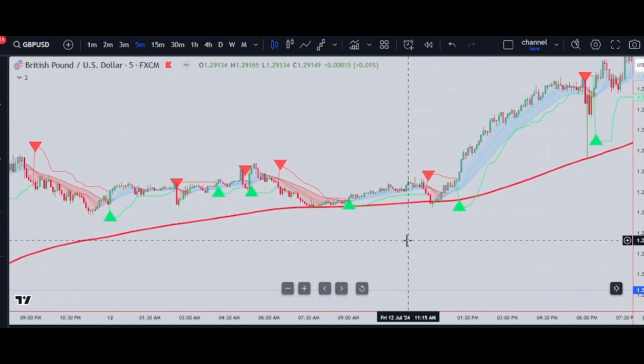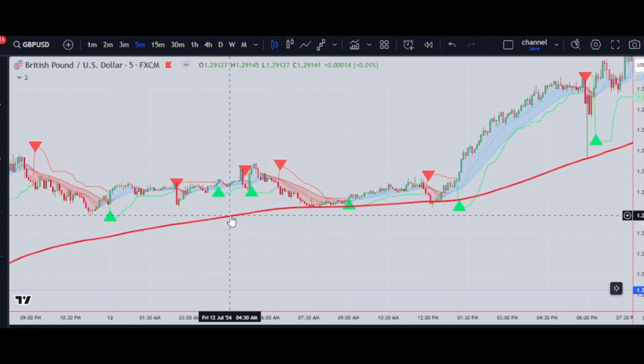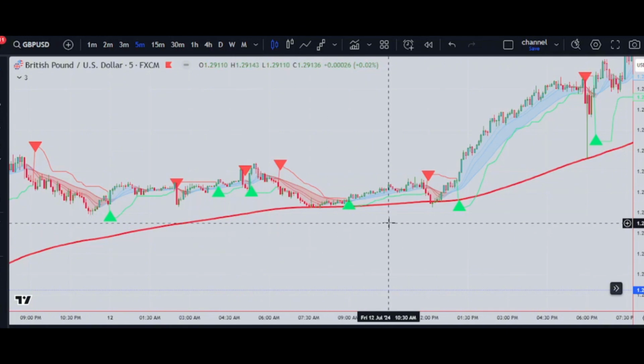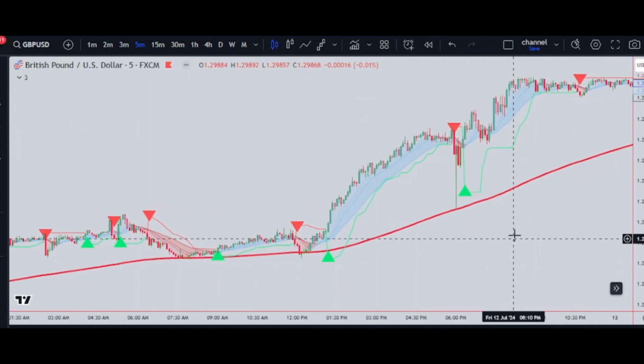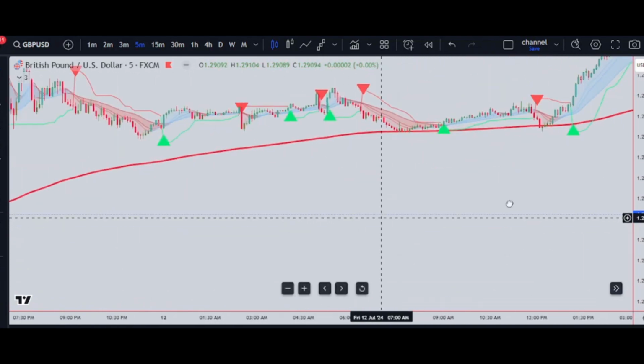As you can see, the signals which we'll be taking over here are the buy signals only, because the price is moving above the 200 period moving average. And whenever the price moves below the 200 period moving average, we'll be taking only the sell signals. So this is an example on the 5 minute time frame.